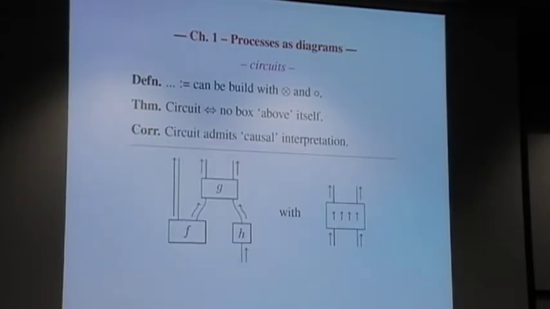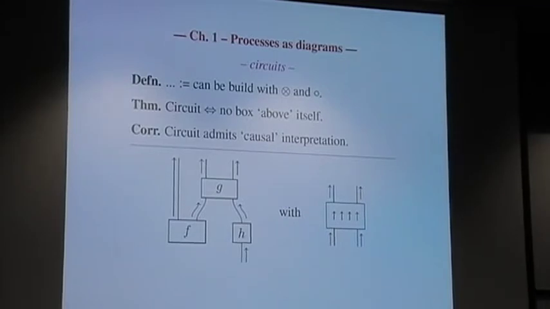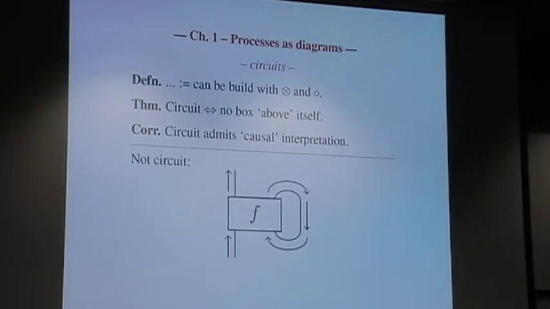Then you can prove easily that a circuit is the same as saying that there is no box above itself. So you start with a box, and you go further, there's nothing above itself. The corollary is that to such a circuit you can assign a flow of time. Here you got the past, there you got the future, and you can think of time flowing through the boxes. So this is one kind of diagram. In category theory terms, this would be a symmetric monoidal category. Now, you'll see this later, but this is not an example of one, because this box is above itself: if we go out, we find it again. So this would not be an example of such a circuit.